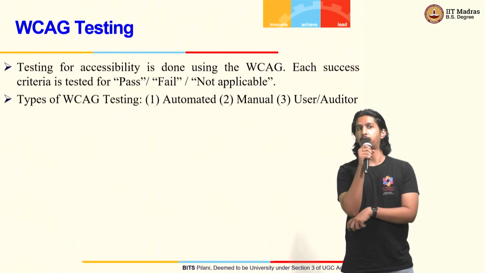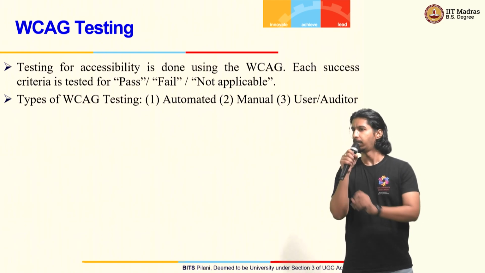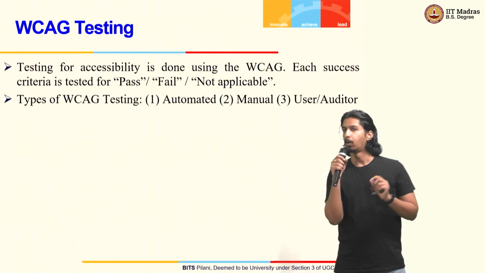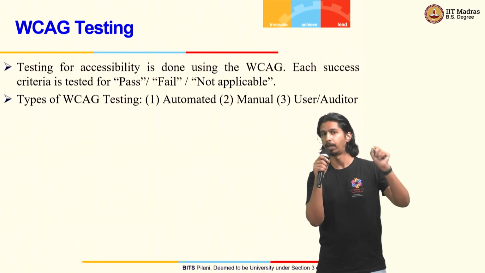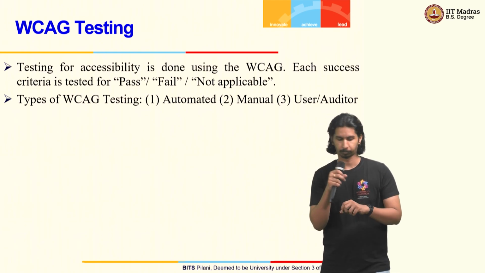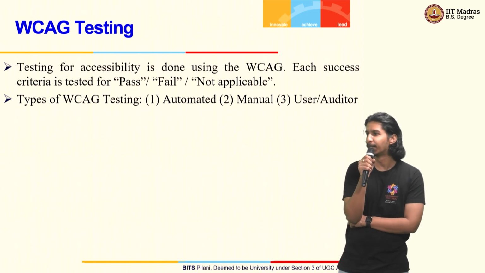Finally, how do you test for accessibility? How do I know, if there is a website, if there is a mobile app given to me, how can I know if this website or mobile app satisfies this or not? How do I know if this is satisfying these criteria or not? How can we know in general? Any ideas?